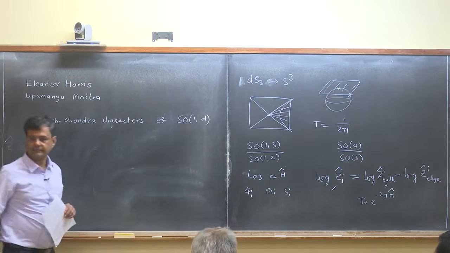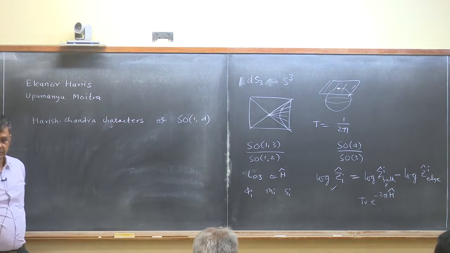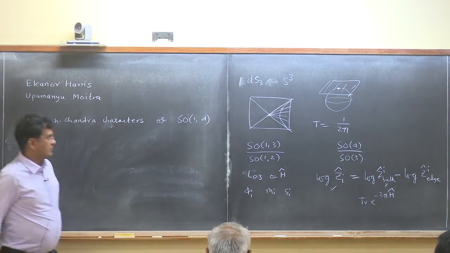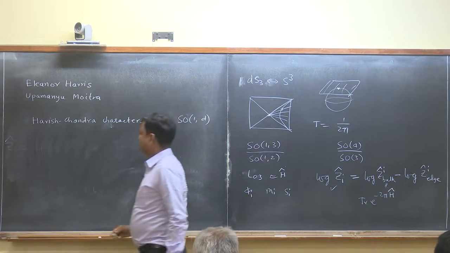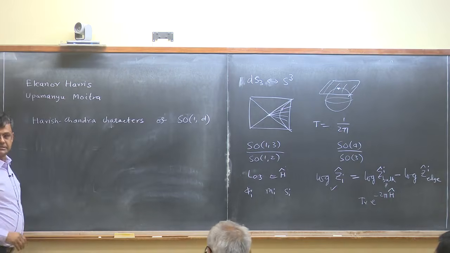So Atish, this trace is to be thought of as a trace over the Hilbert space on the hemisphere? So here it would be the trace. So that's the question. So how do we define the trace? Okay. So that's where the Harish-Chandra characters come in.